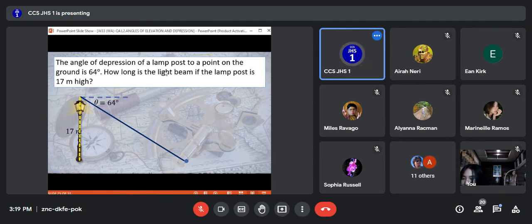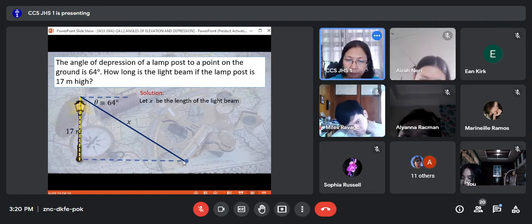Again, we are dealing with triangles, right? Right triangle. So we need to form our right triangle. Where is our right triangle here? Our unknown is the length of the light beam. Now we are going to form our triangle. So where's our triangle here? So we are going to transfer this horizon at the bottom.